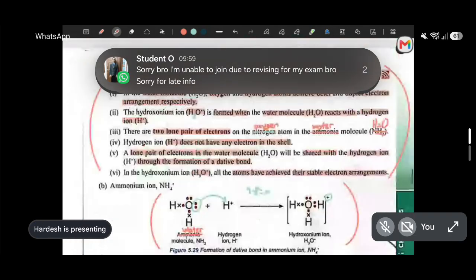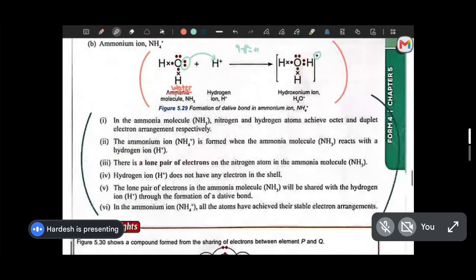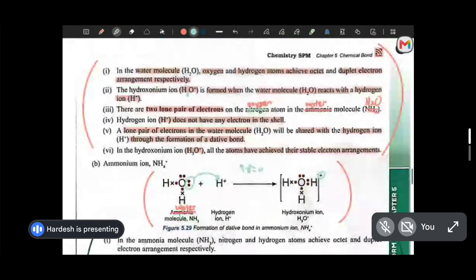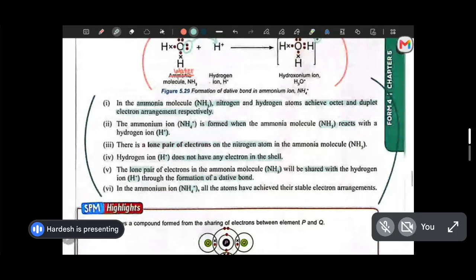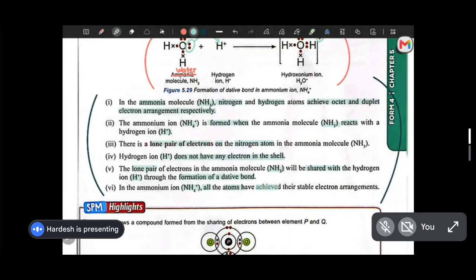Okay, now we look at the explanation earlier for ammonium. Okay, so water and hydroxonium are settled. Now we settle ammonium. Ammonia, NH3. Okay, nitrogen and hydrogen have achieved octet and duplet electron arrangement. Then ammonium ion forms when ammonia reacts with hydrogen ion. Lone pair electrons on nitrogen atom. Okay, the ion does not have any electron in the shell. So the lone pair of ammonia is shared with the hydrogen ion, formation of dative bond. Then here, in the ammonium ion, all atoms achieve stable electron arrangements.